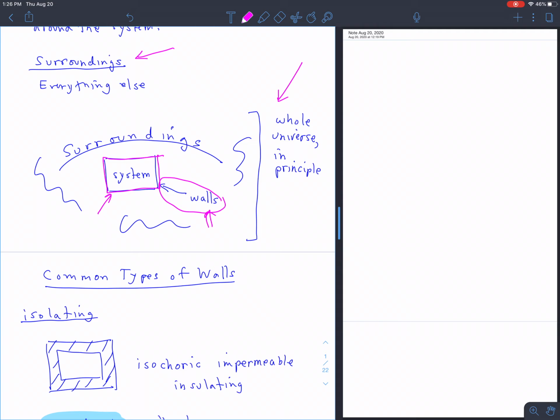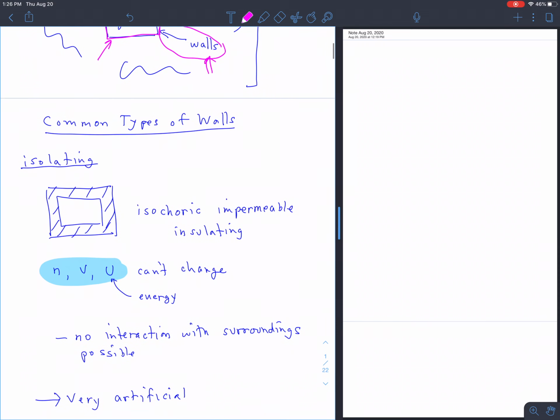But if there is a physical wall, then there are several different types that are common anyway. I mean, there's a zillion types in principle, but common types. Perhaps the most important is a set of isolating walls. These don't often really exist in reality, but they are imagining a system surrounded by walls that cuts it off from the whole rest of everything, so that what's inside is independent and untouched by everything that's outside. Those are called isolating walls.